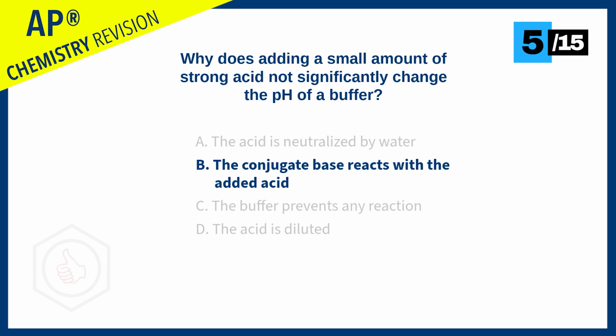The answer is the conjugate base reacts with the added acid. A- ions accept H+ ions from the strong acid that's added and form HA. This means H+ ions from the strong acid don't remain free in solution and therefore don't change the pH significantly.